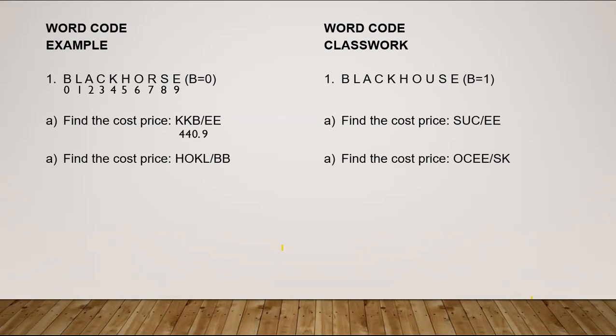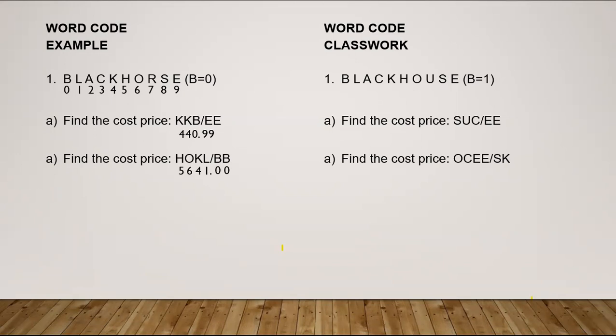HOKL, H is 5, O is 6, K is 4, L is 1, and that'll be 0.00. You don't have to write that 0.00. So that is 5,641.